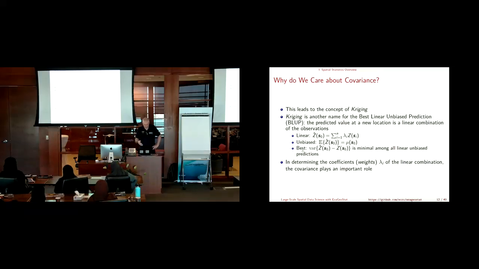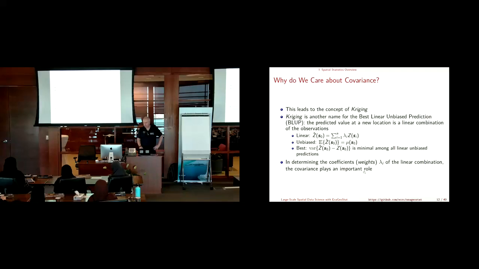Best in what sense? In the sense that the variance between the predictor and the true unobserved quantity at this location, we want this variance to be as small as possible. So best in this way. So this problem is actually an optimization problem that you can solve. And what we want to find are these weights, these lambda i.